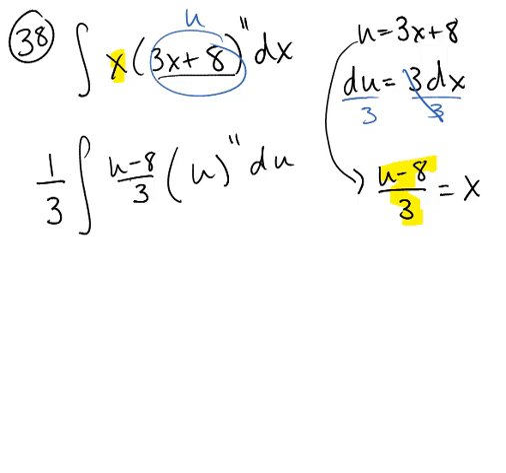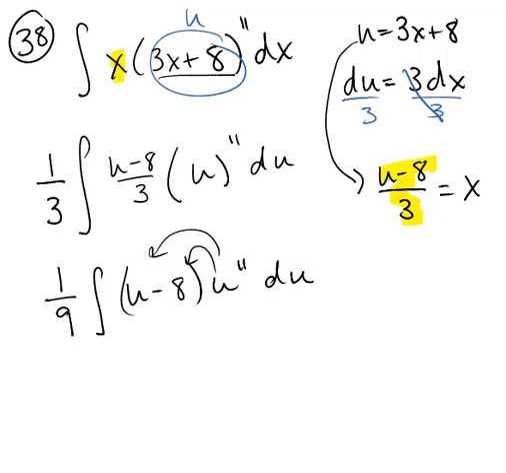And since I'm dividing by 3, it's like multiplying by 1/3, so I can really think of this as 1/9 antiderivative (u - 8) times u^11 du. And now I can use the distributive property on this. Still haven't done an integral yet, I'm just using some algebra skills to clean this up. u^12 - 8u^11 du.